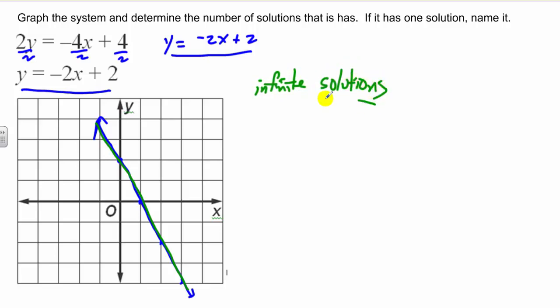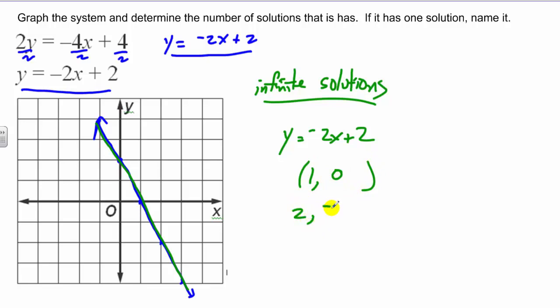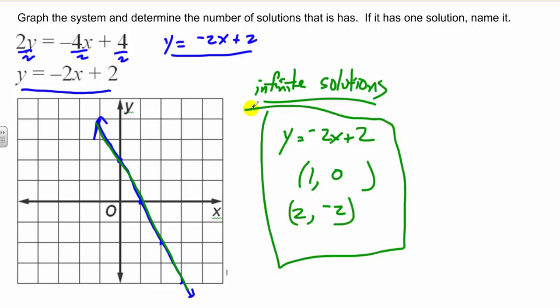So what that means is any point on this green-blue line is a solution to the equation. So I have infinite solutions of y equals negative 2x plus 2. So anything that solves this will work. For instance, if I plug a 1 in for x, I get a 0 out for y. That works. I plug a 2 in for x, I get a negative 2 out for y. But I have infinite solutions that solve that equation.